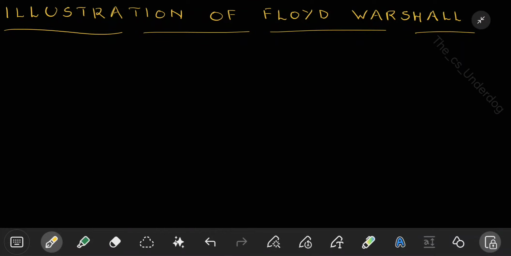Illustration of Floyd Warshall algorithm. In the last lecture, we learned about Floyd Warshall algorithm. Here we are going to see how you can apply this algorithm on a graph in order to find shortest path between all pairs of vertices. This is what we are going to do.